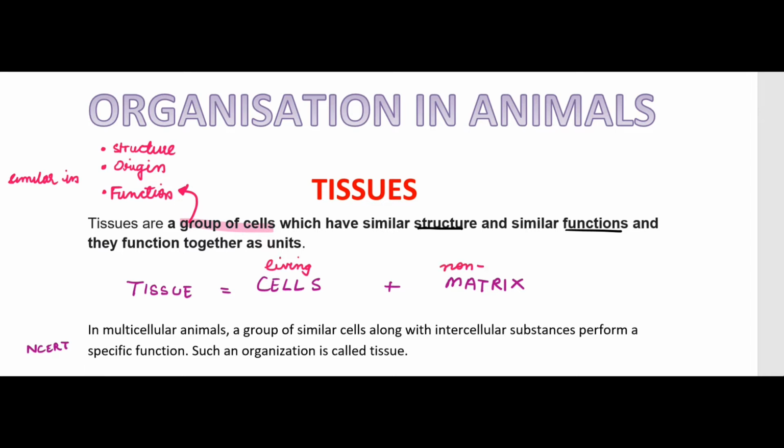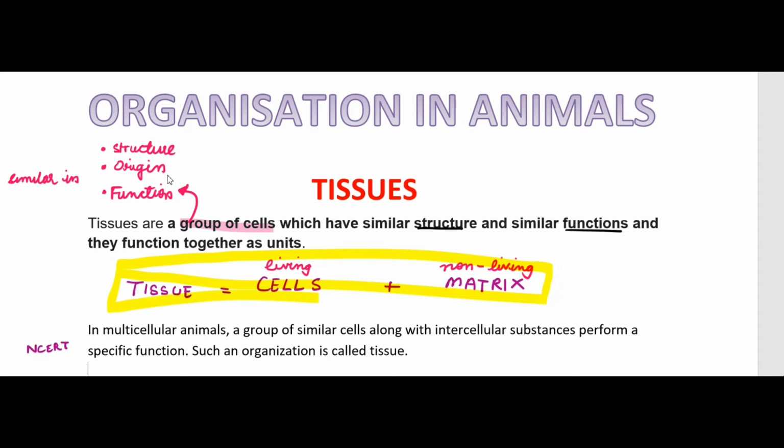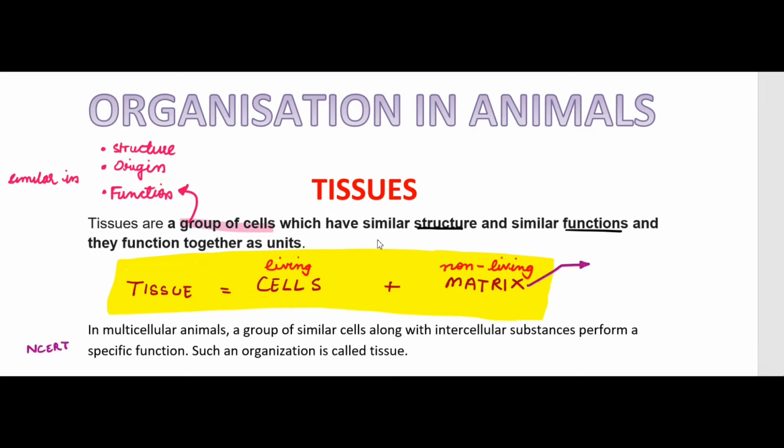So be very careful. Tissue is not just a group of cells performing a similar function, but it also includes the intercellular matrix. So cells form the living component of the tissue, and the matrix, the intercellular substance, forms the non-living component of the tissue. So my aim is to make you understand the lines of NCERT. So talking about the matrix, it can be either high or low. It is high in connective tissues and low in epithelial tissues.